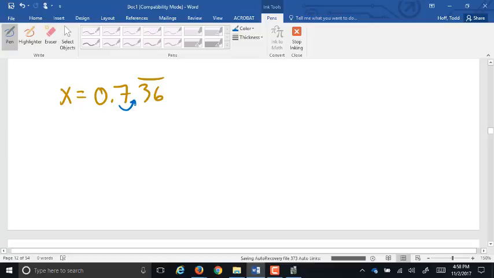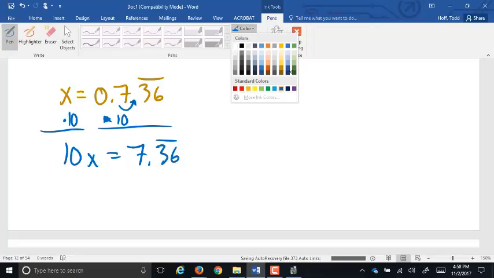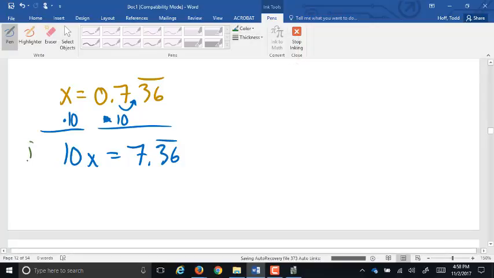What do we do to do that? Times 10. So we multiply both sides by 10. We get 10x equals 7.36 with the 36 repeating. That's going to be our first equation.